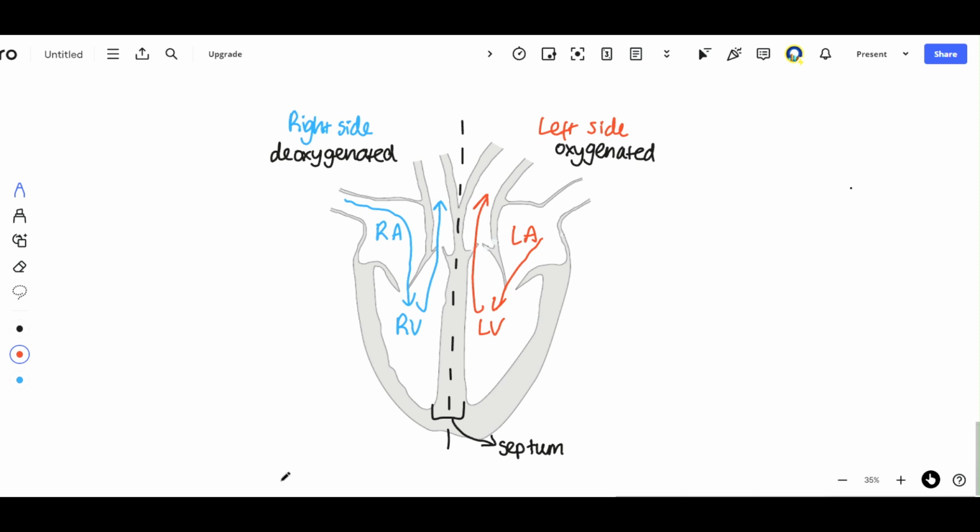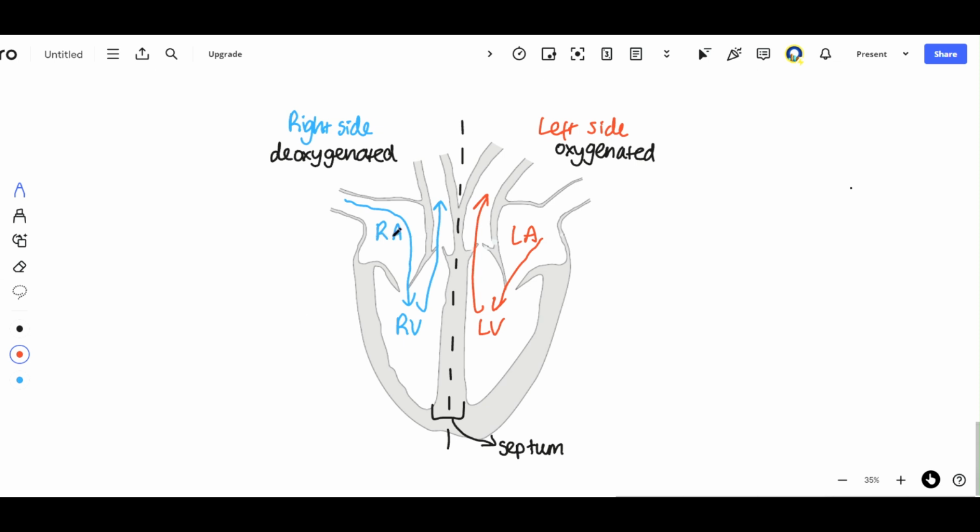So here I've got the right side and here I've got the left side. The right side carries deoxygenated blood, and you can see its pathway is like so. It goes in through here and then goes out through here. And then you've got the left side which carries oxygenated blood. So that goes in through here and then goes out through here.